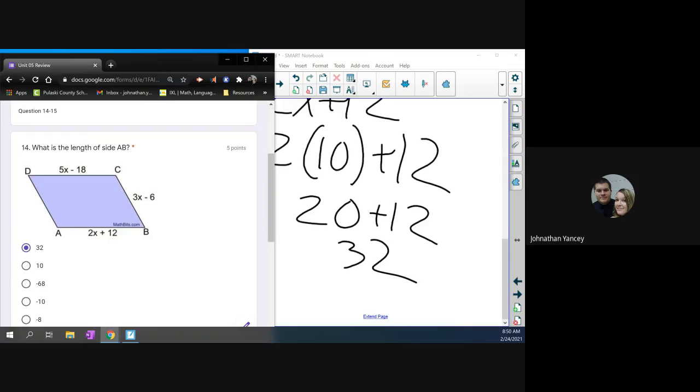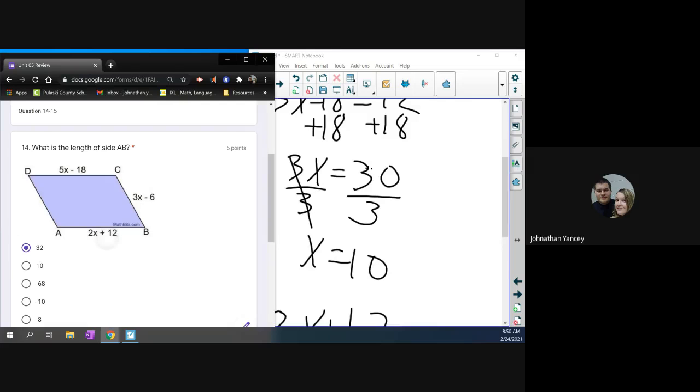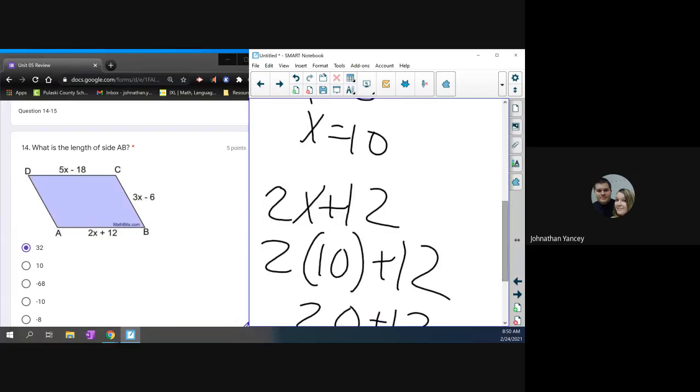So, Johnny, what's wrong? Where did I lose you at? After we got 10. So, the question says, what is the length of side AB? AB is right here, and it says that it is 2x plus 12. But we know what x is, right? We found x is 10, so I just do that 2x plus 12 and replace the x with a 10, and then solve.